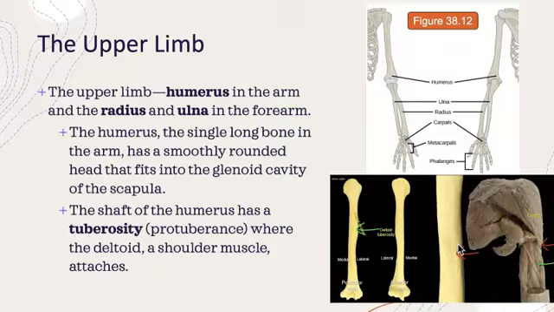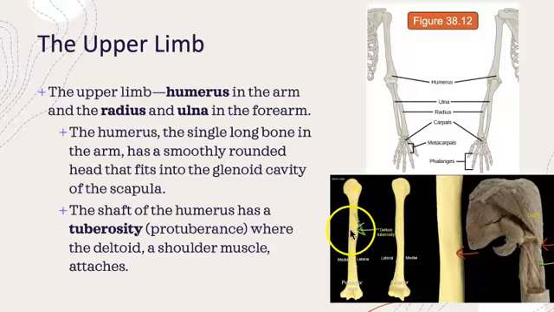Now let's move further down the upper limb. We have our humerus, which I mentioned is our arm bone, and in the forearm, we will have our ulna and our radius. Our humerus is going to be a single long bone in the arm. It has this smooth rounded head that's going to fit into that glenoid cavity of our scapula.